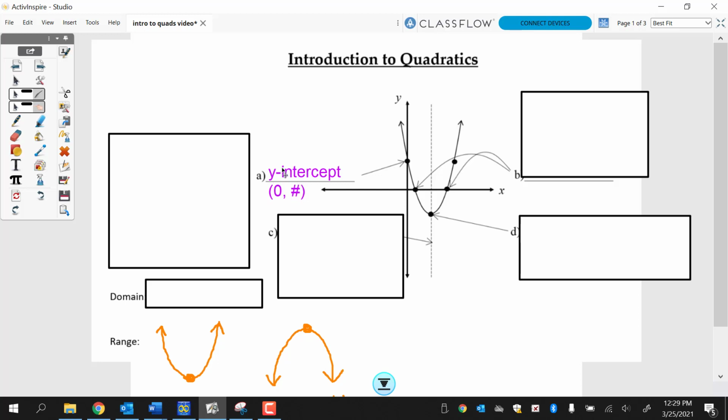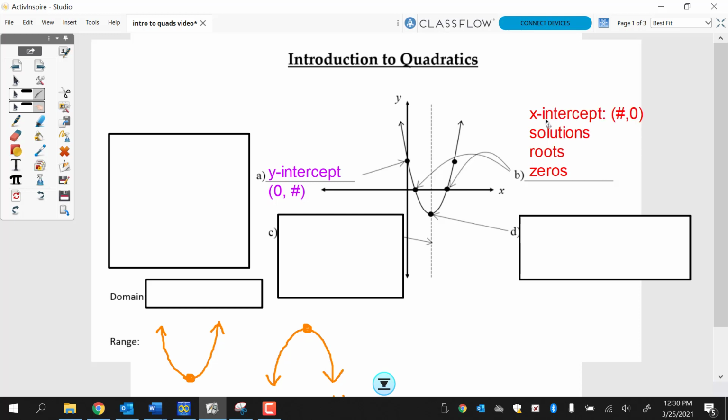We know we write those answers. The y-intercept is always 0, comma number in parentheses. We also know that graphs have x-intercepts, and it's where it crosses the x-axis. Now on this graph, we have 2 x-intercepts because it touches the x-axis twice. Okay, and we know when we write those, you write them as number, comma 0.